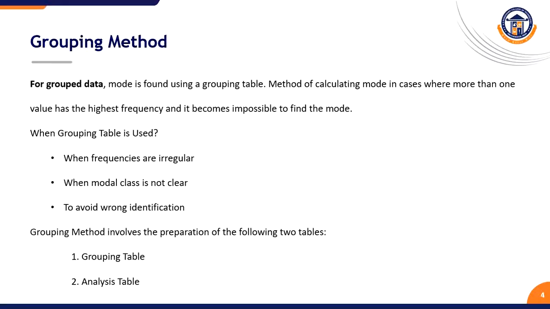Next, we see the grouping table. For grouped data, mode is found using a grouping table. It is a method of calculating mode in cases where more than one value has the highest frequency and it becomes impossible to find the mode. When do we use the grouping table? When frequencies are irregular, when the modal class is not clear, and to avoid wrong identification. The grouping method involves the preparation of two tables: the grouping table and the analysis table.